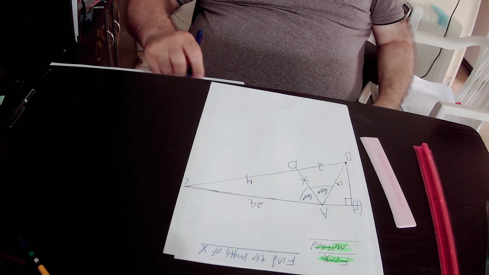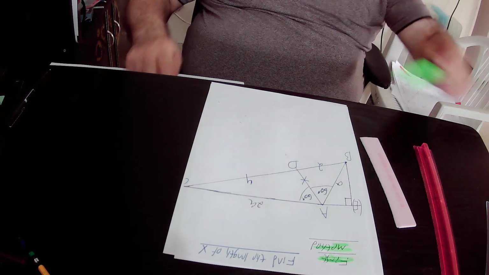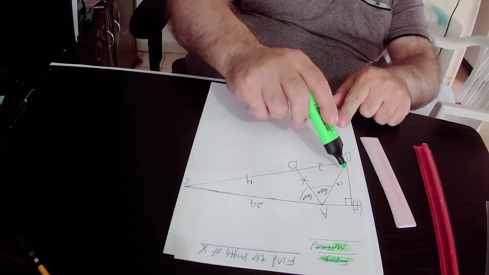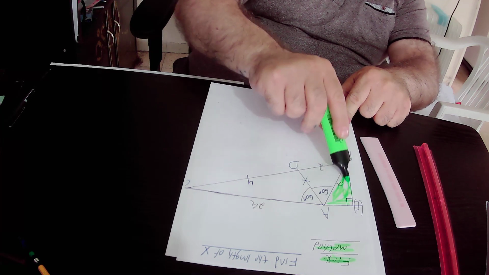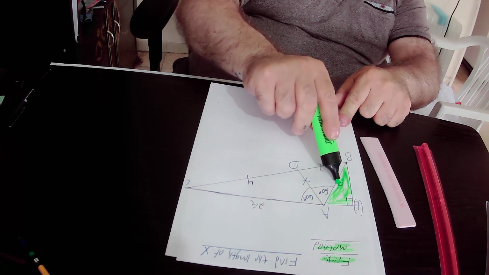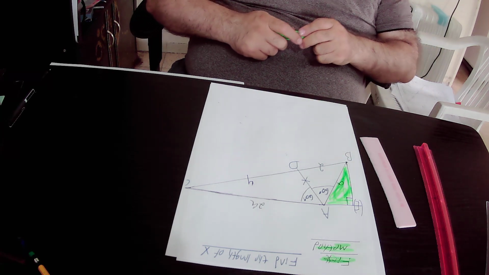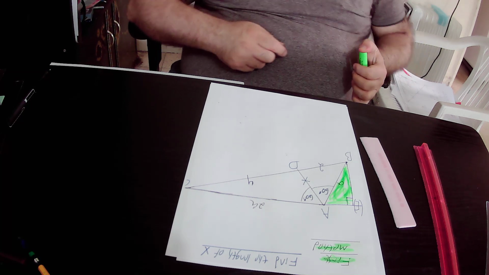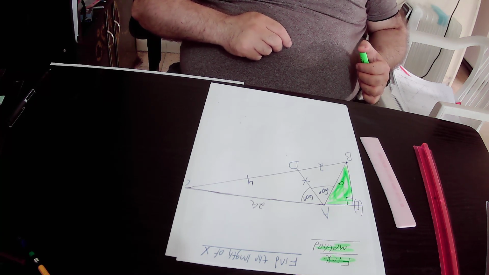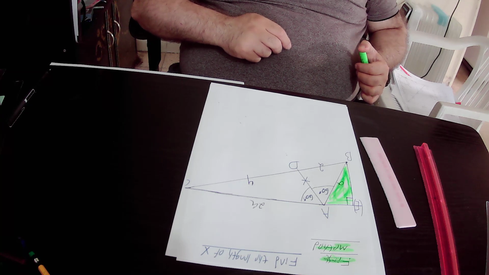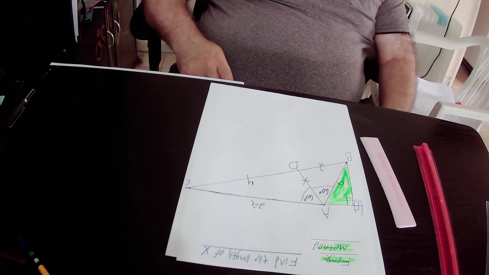So actually, we created a right triangle. Triangle EAB is a right triangle because angle EBA equals 90 degrees. We will focus on the right green triangle EAB. But first of all, before we focus on the right green triangle, we will find out the measure of angle EAB.